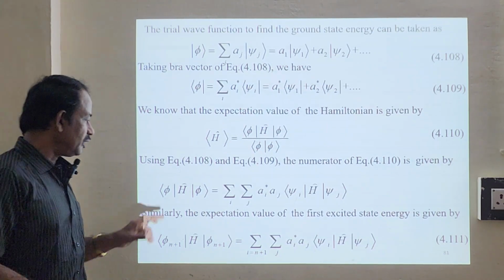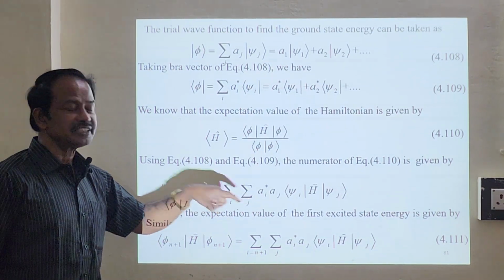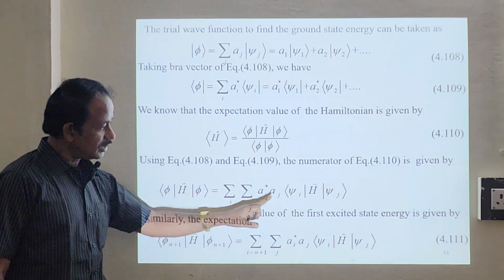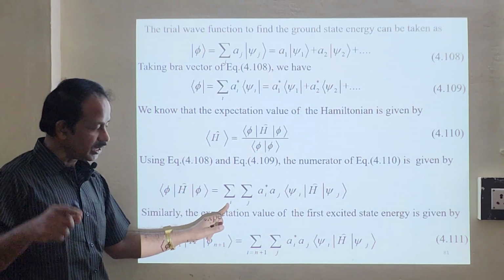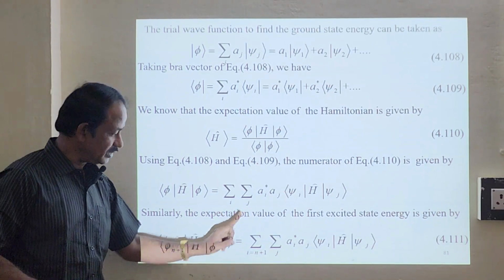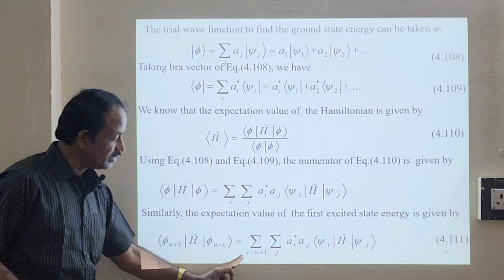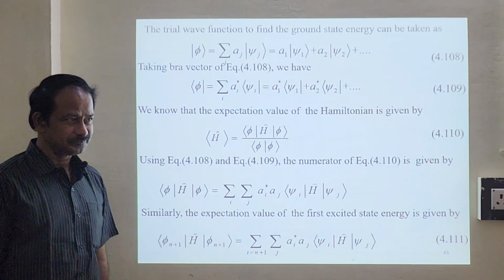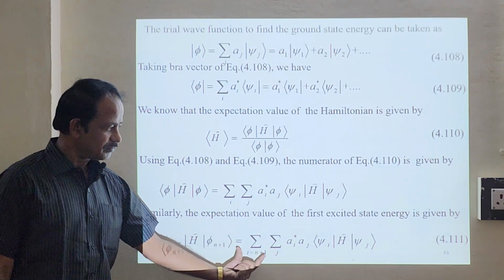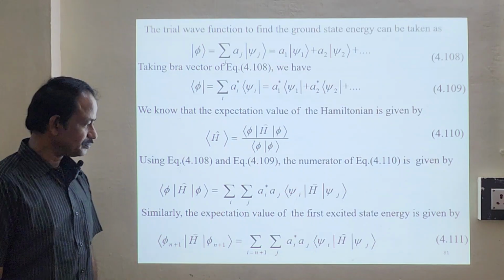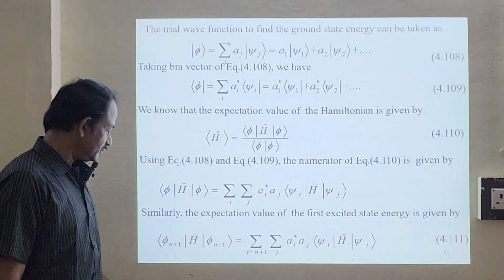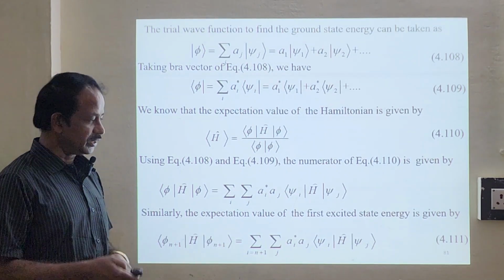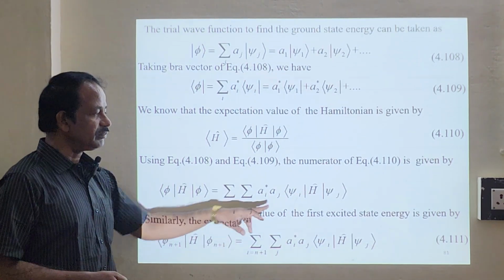Fine. Now, similarly for the expression for the first excited state, look at the summation. It goes over i and over j. Here for the excited state, the summation is over n plus 1 and over j. Is it okay? Any doubt? So the summation over n plus 1 is for the first excited state, and here the summation over j is the same condition for the first excited state.